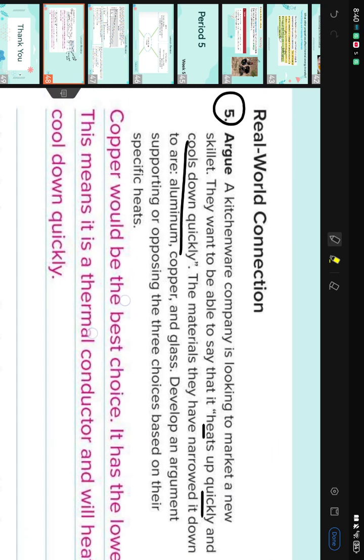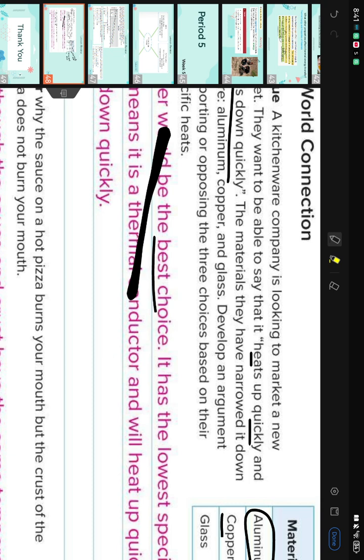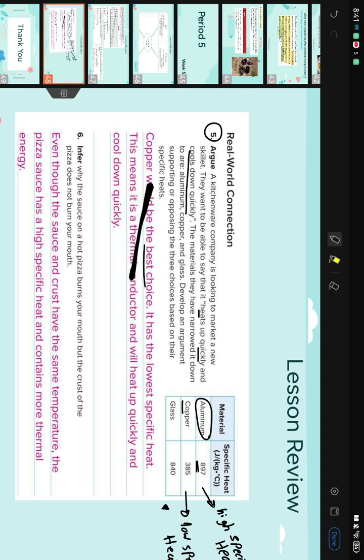The materials they narrowed it down to are aluminium, copper, and glass. So which one will you choose? We can say copper would be the best choice. Why? Because it has the lowest specific heat. That means copper is a good conductor of thermal energy, and it will heat up quicker than the others. Okay, so this is an example for specific heat.